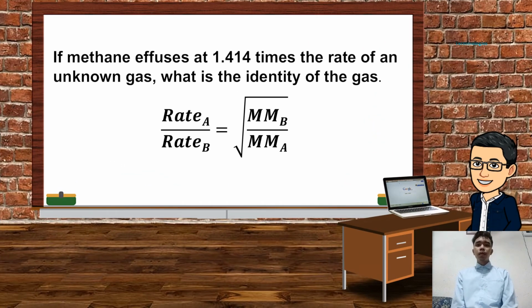Let us have another example of the law of diffusion, but this time we need to identify the name of the gas. If methane effuses at 1.414 times the rate of an unknown gas, what is the identity of the gas? To solve this problem, we must first know the given. The only given in the problem is methane, which effuses at 1.414 times. Since methane is lighter compared to the unknown gas, it will be our gas A and the unknown gas is gas B.